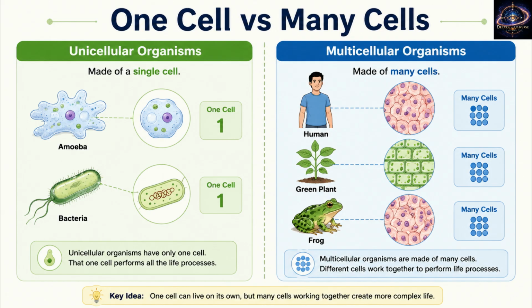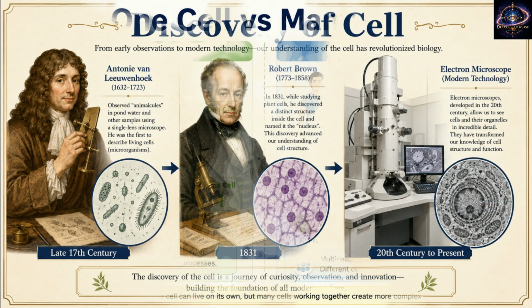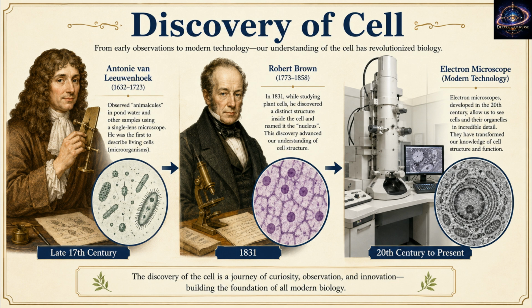Modern cell theory says: 1. All living organisms are made of cells and cell products. 2. All cells arise from pre-existing cells. Easy example. A new house is built from bricks. A new cell is formed from an already existing cell. Cells do not suddenly appear from nothing.